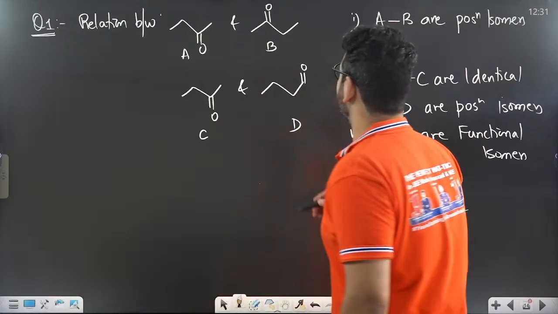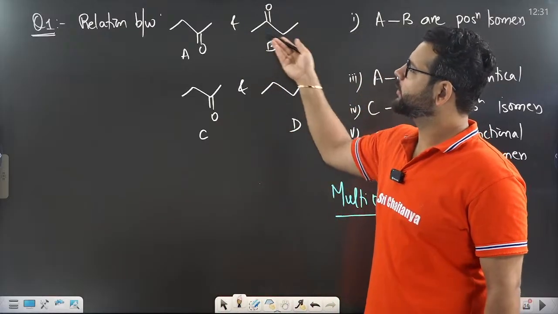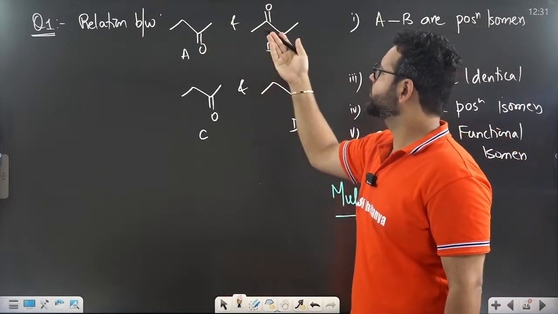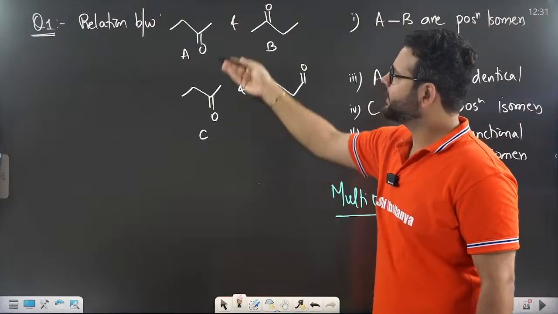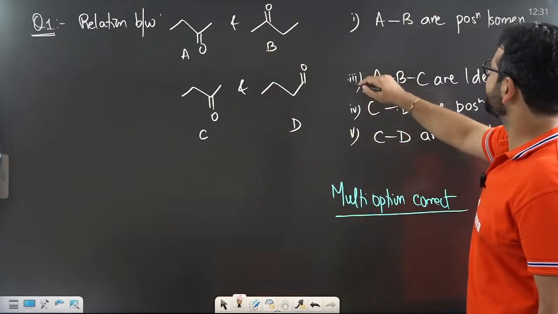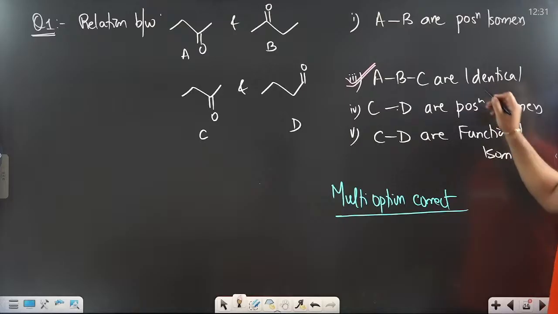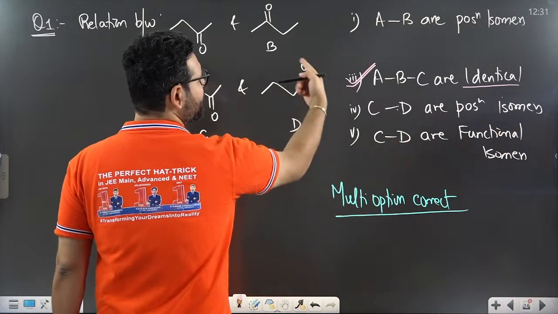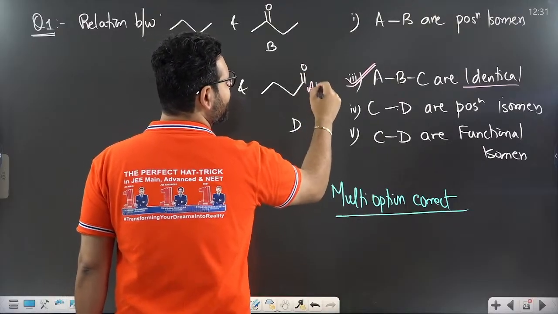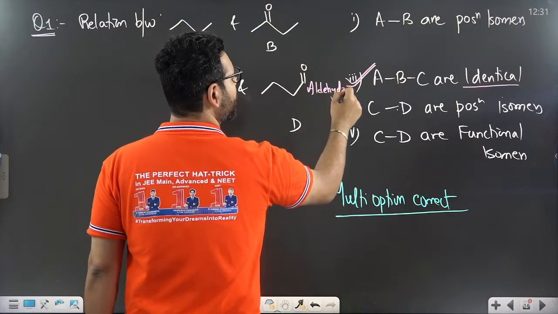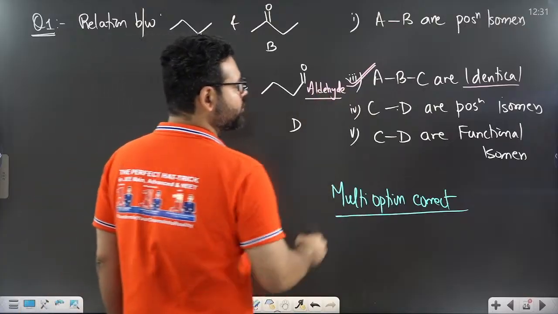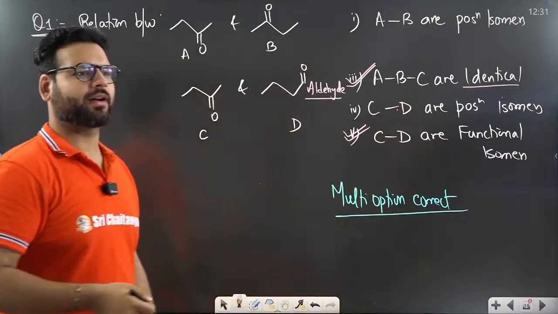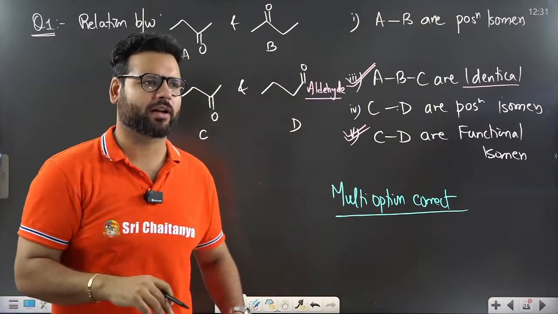A and B are positional isomers? Answer is no. Both of them are a ketone only, no? First one is butan-2-one, second is also butan-2-one. A and B are same only. C is also the same, butan-2-one. So A, B, C are identical. C is a ketone, but D is an aldehyde, because double bond O at the corner means aldehyde. So C and D are functional isomers, not position. So options 3 and 5 are correct. That is absolutely fine.